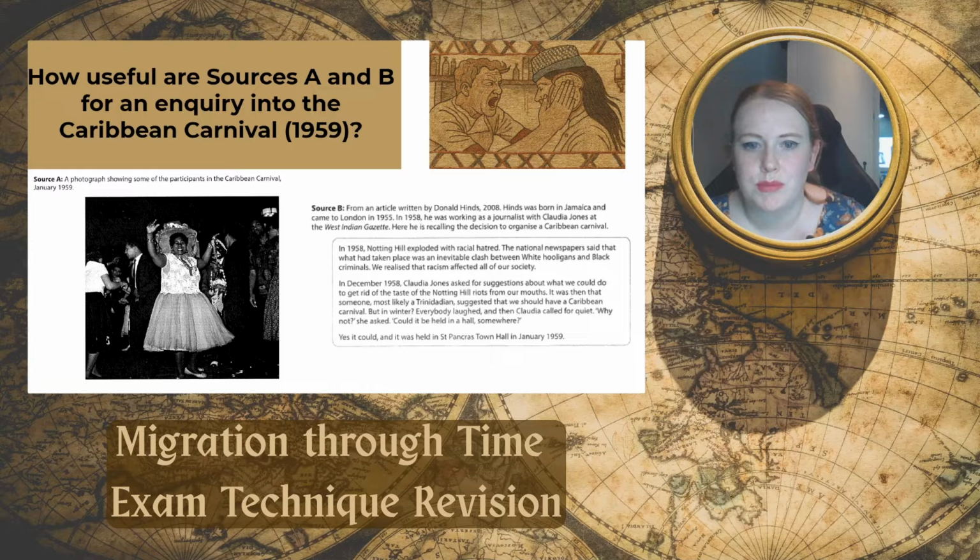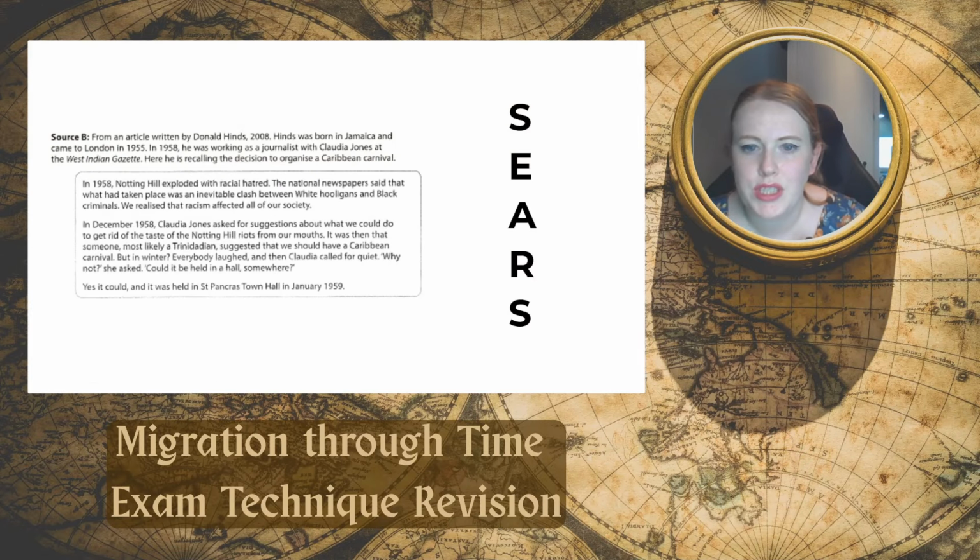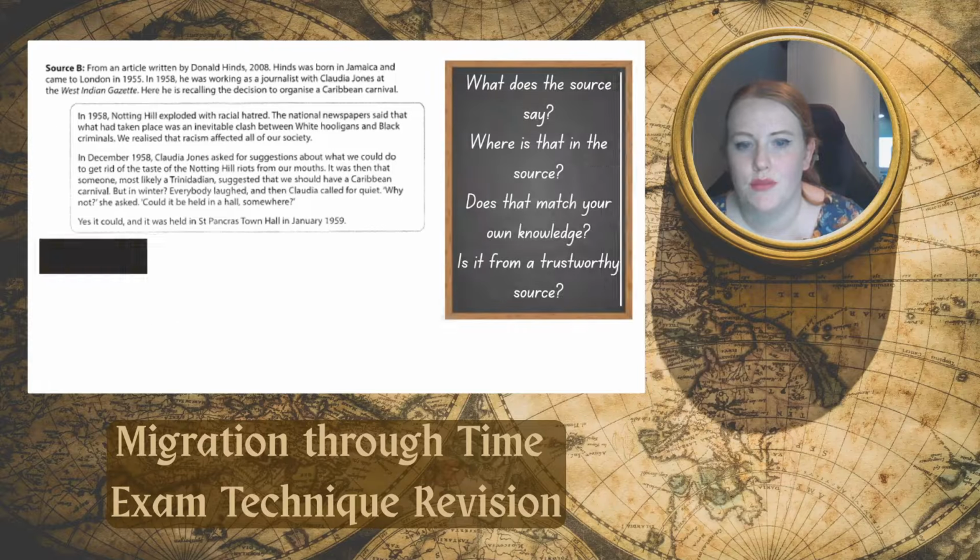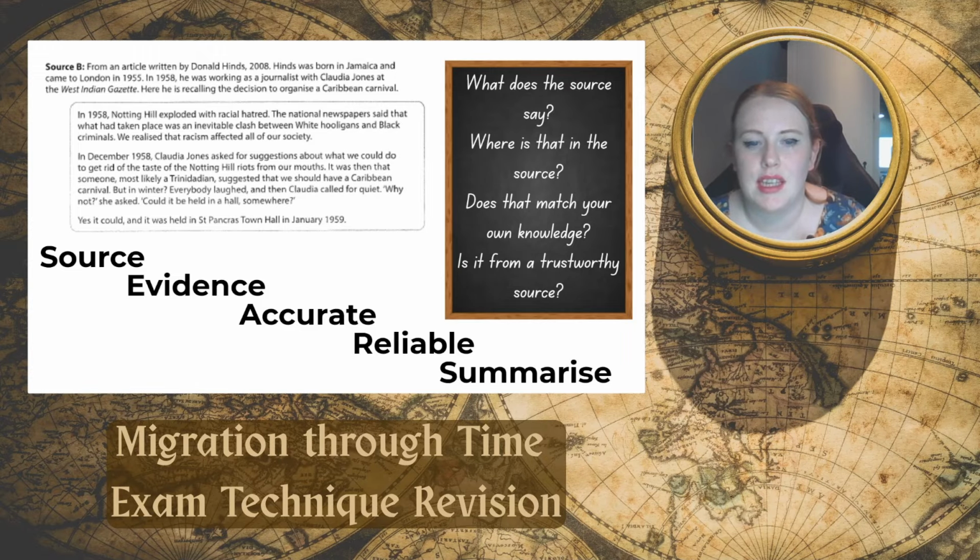So we've got two sources here. We'll come back to why Gordon Ramsay's here in a minute. We have a photograph showing some of the participants in the Caribbean Carnival, January 1959, and we've got the same source that we've just used. Now, when you do this, we want to remember SEERS, hence Gordon Ramsay being there, and this is how you are going to analyse your source for its utility. So we're looking at source, evidence, accurate, reliable, summarise.